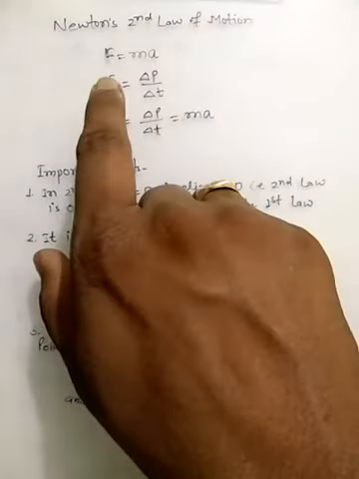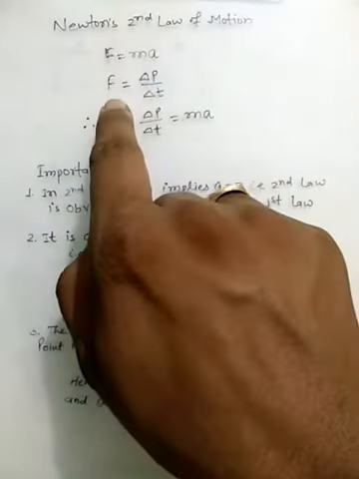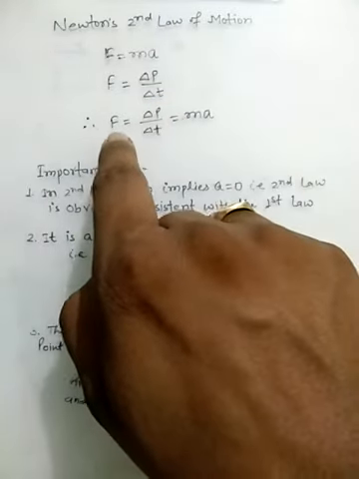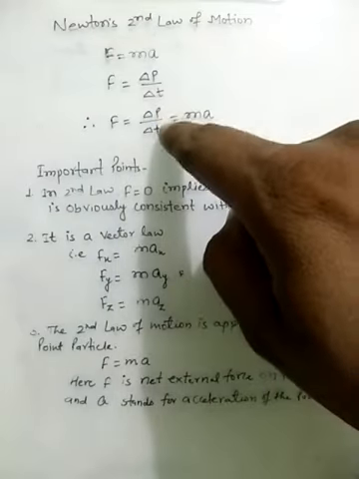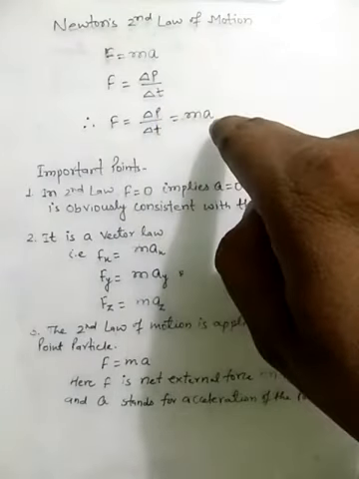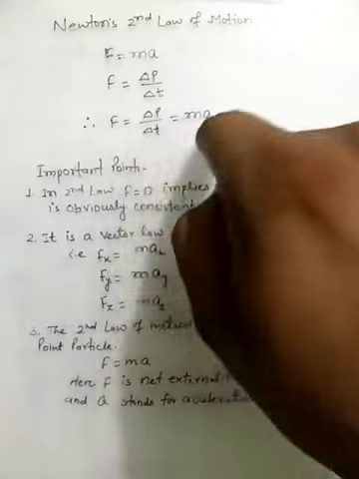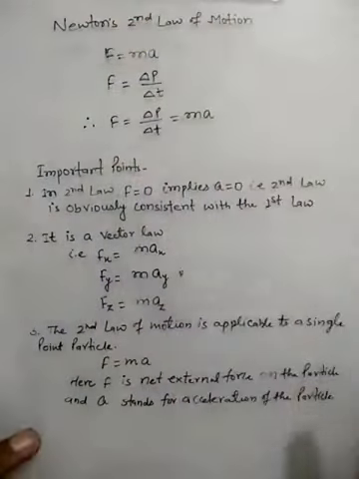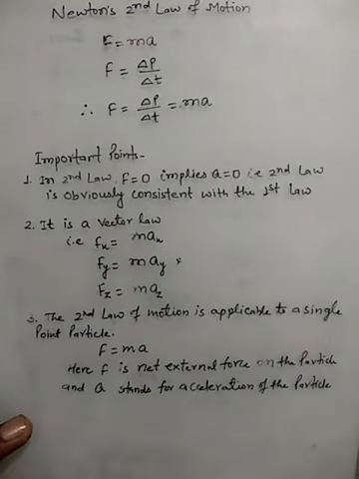As we have seen that F equal to ma and F equal to change in momentum with respect to time, we can conclude that F, the rate of change of momentum, delta p upon delta t, is equal to ma. This is the final expression for the second law of motion, and there are some important points related to the second law of motion.